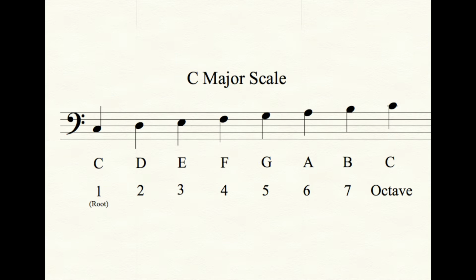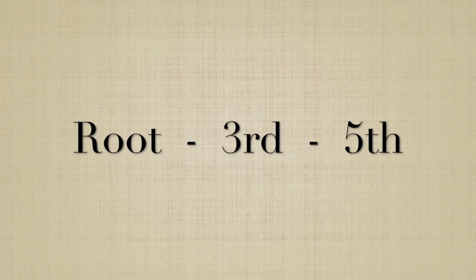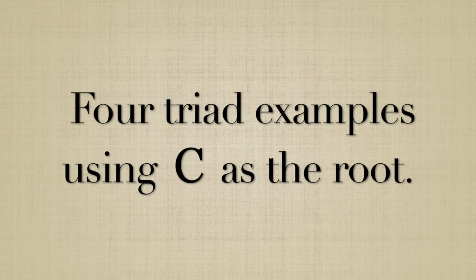Now, in order to form a triad, we're going to take the first scale degree, the third scale degree, and the fifth scale degree, and when we play them together, it'll sound like this. Also, underneath the first scale degree, you'll see the word root. And very often when we're talking about chords or triads, we call the first scale degree the root. So now we know that a triad is built on the root, the third, and the fifth. So now we're going to look at 4 triad examples that use C as the root.